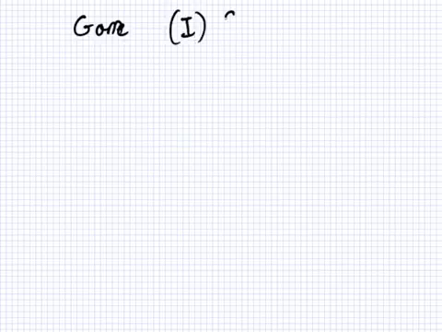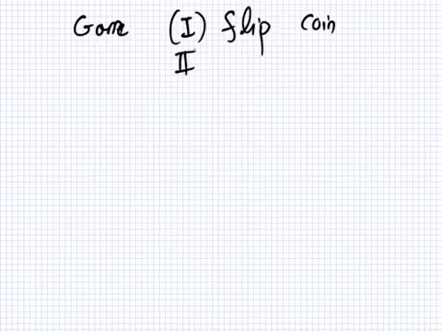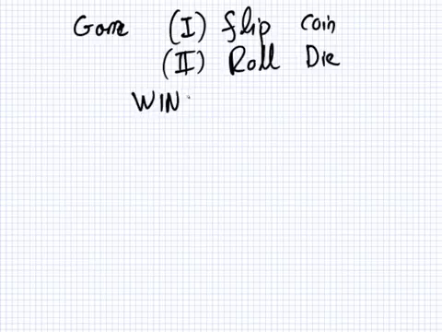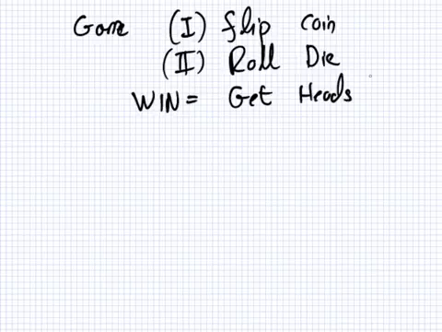So for example, in this game, there's 2 parts of the game. First, you flip a coin, and then the second part is you roll a die. And you win if you get heads and a 6, for example. Or even make it more interesting, heads and 6.